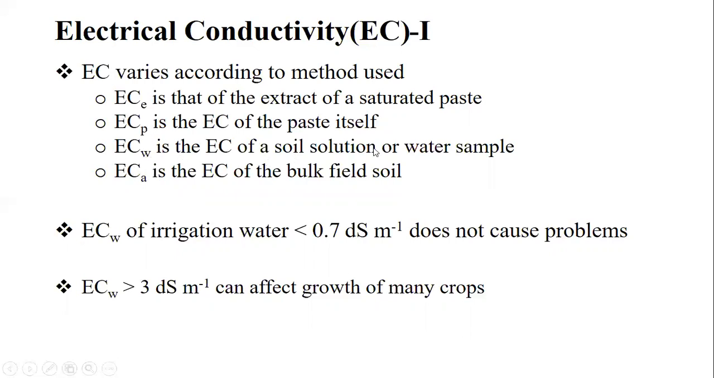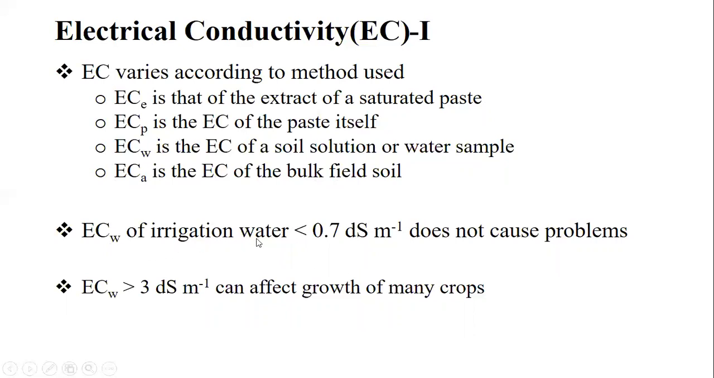ECw is the EC of a salt solution or water sample. So anything that's a solution, an aqueous sample, we put W. It can be a salt solution or it can be a water sample. ECa is the EC of a bulk field, so that's in the field. There are instruments, we'll talk about them very briefly. We'll not go into details about this, but it's good for you to know they exist. So you can measure the electrical conductivity of soil in place, in the field. So we call it A.